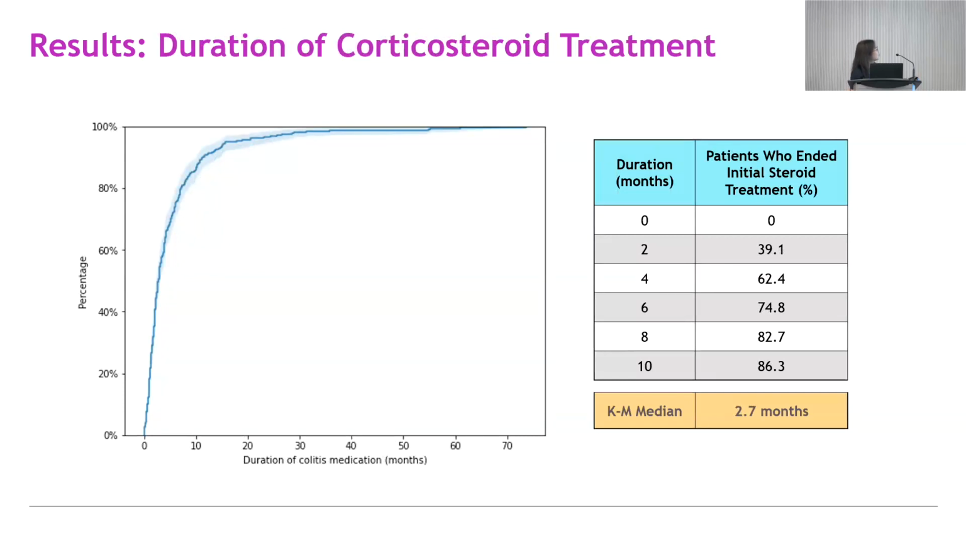This graph represents the duration of corticosteroids treatment. The plot is also generated using the Kaplan-Meier method. From this plot, you can see that around 86% of patients had less than 10 months of corticosteroids treatment, and around 40% of the patients had less than 2 months of corticosteroids treatment. The median duration of corticosteroids treatment in this cohort of patients was 2.7 months.